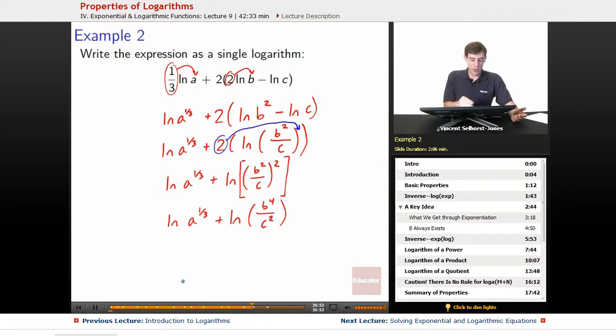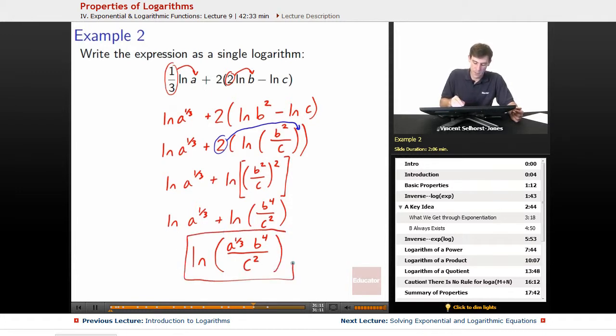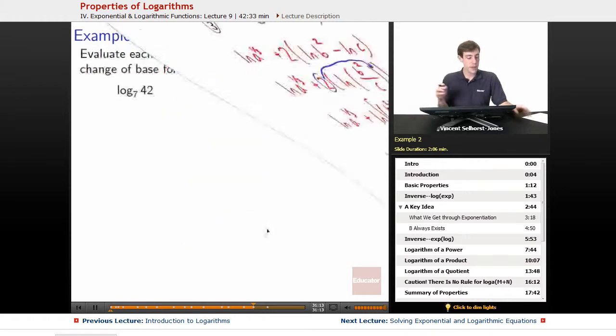squared. And we can also bring this in now. Natural log of A plus natural log of something: addition of logarithms becomes multiplication inside of the logarithm. So A to the 1/3 times the rest of it. So B to the 4th, it'll show up in the numerator, divided by C squared. And we've got the whole thing compacted into a single logarithm. Great. All right. Next one.